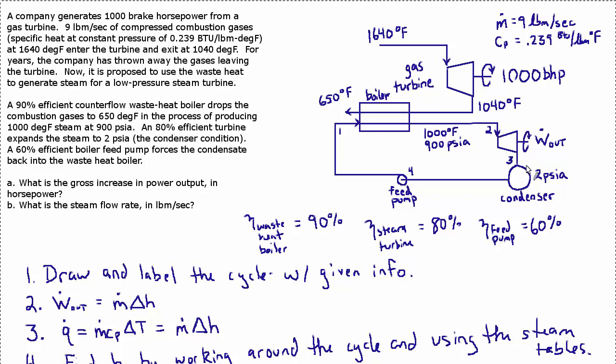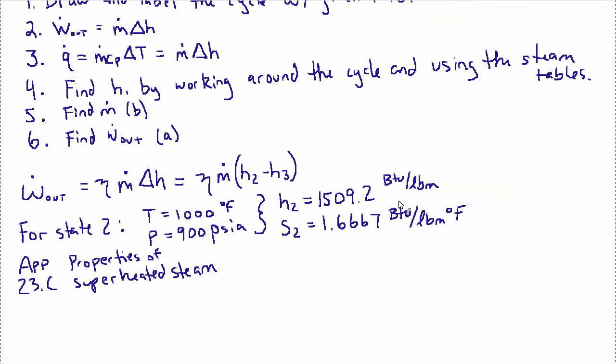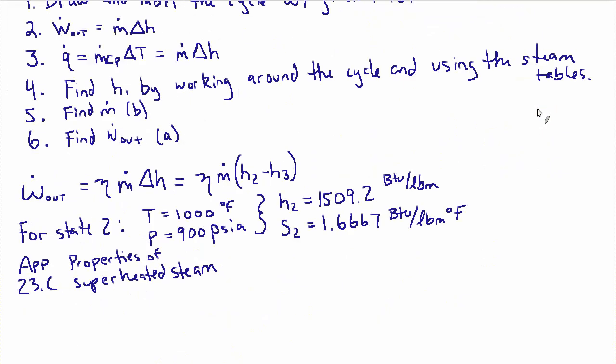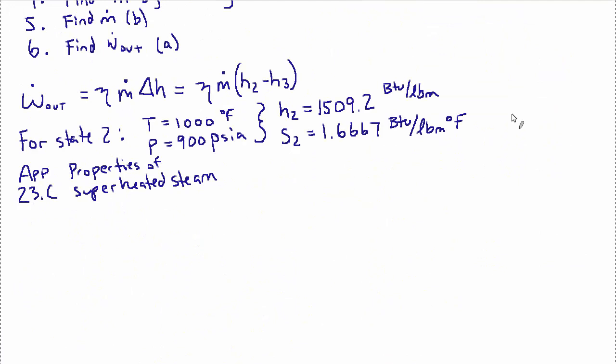If it's an ideal expansion, then it will be isentropic, which means the entropy will be the same. So I jotted down this entropy here. We can say that at state 3, the entropy is the same. And we know the pressure at state 3 is 2 psia, so now we have 2 pieces of information. Anytime we have 2 pieces of information, the state is fully defined, and we can find out what the enthalpy is. Actually doing that is a little bit of a task.